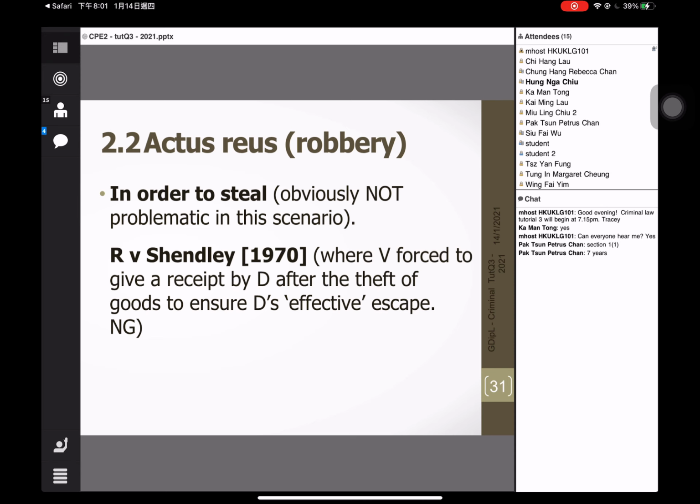So here, Shendley is the authority for this. We don't really need to know much more about Shendley. So here the defendant forced the shopkeeper to give him a receipt after he'd already stolen the goods in order to effect his escape. So the force was used after the theft in any event, and it was used not in order to steal, but in order to effect escape. So Shendley, the defendant, was not guilty of robbery.